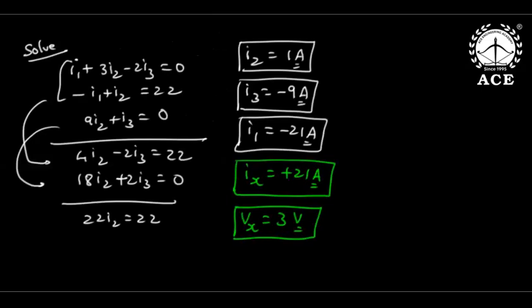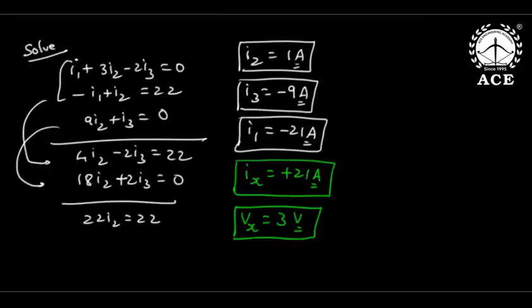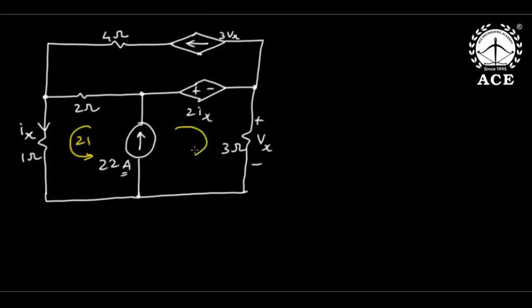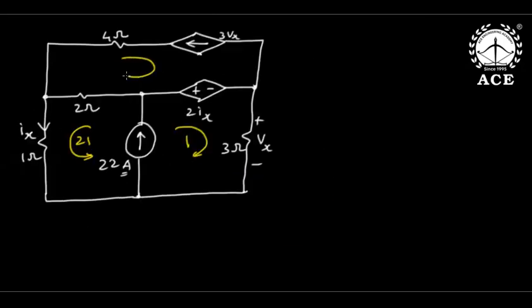First of all, mesh currents I1, I2, I3. I1 is minus 21, which means anti-clockwise 21. I2 is plus 1, which means clockwise 1. I3 is minus 9, which means anti-clockwise 9. Then Ix is 21 amperes, so directly this also becomes 21 amperes.